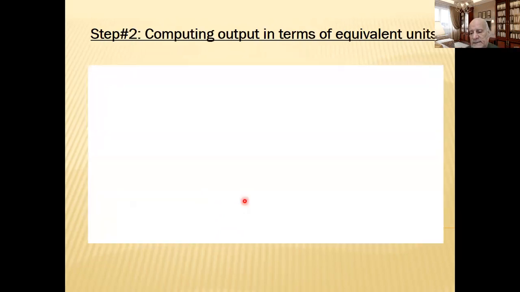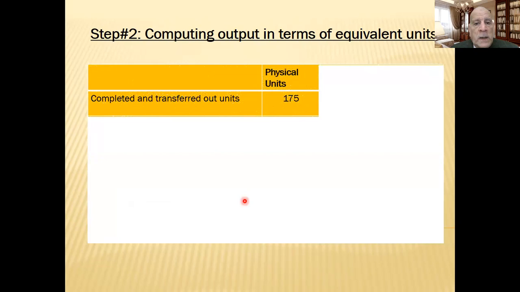This is the second step. Look now. We make a table, as you see. As for the second column, which consists of physical units, completed and transferred out units, 175. These are physical units, yes. And these units will be considered also as equivalent units because they are 100% completed.